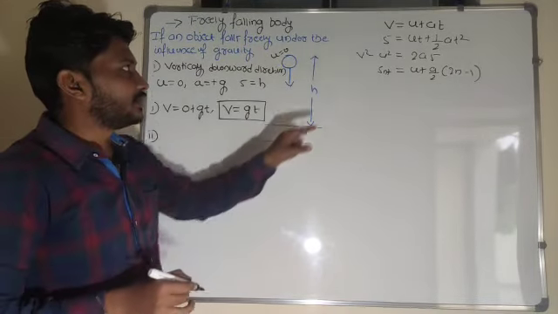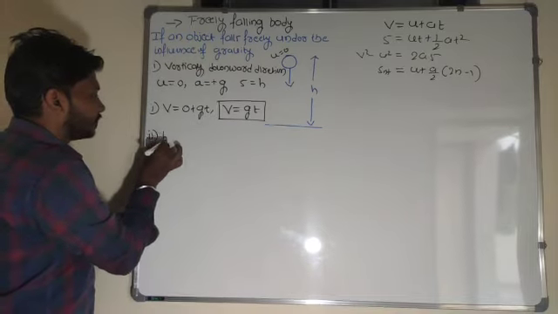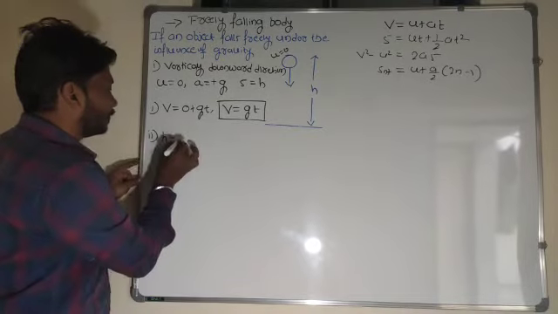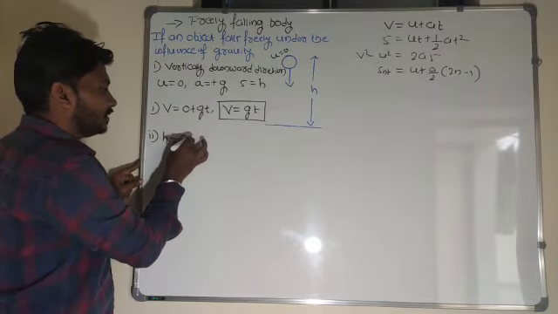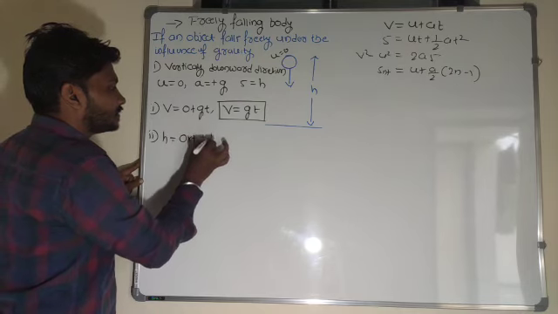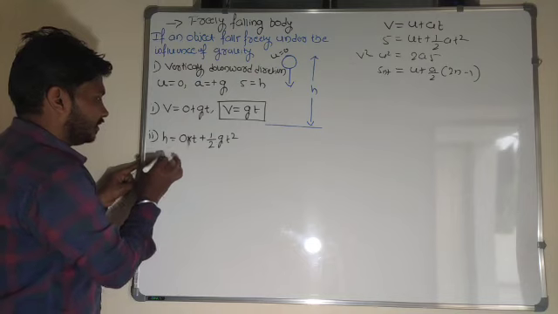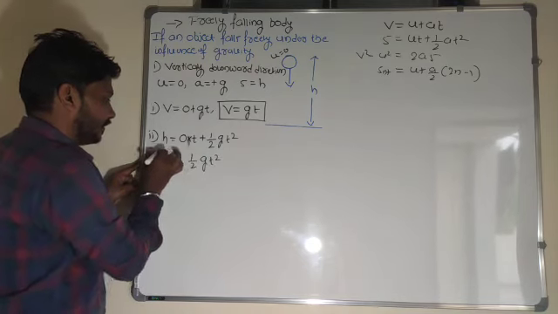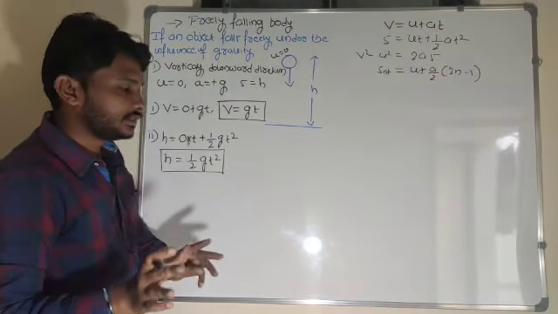In that second equation, wherever s is there, I will take it as h here, and u, the initial velocity, will be 0 for a freely falling body. So u into t means 0 into t, plus half of a, so g into t square. So h is equal to what? Half of g into t square here.